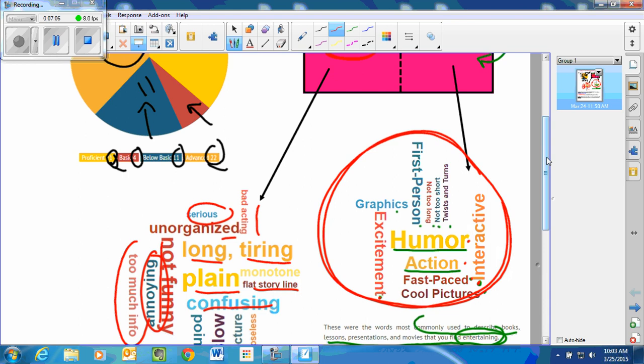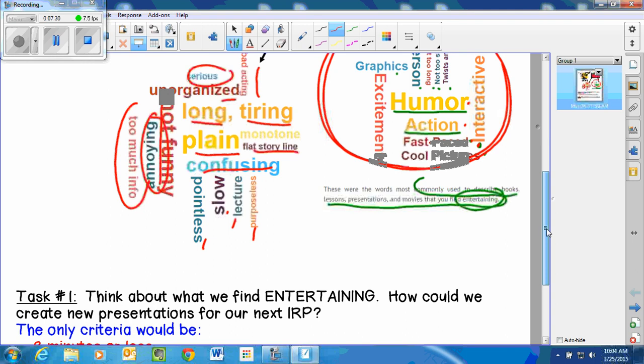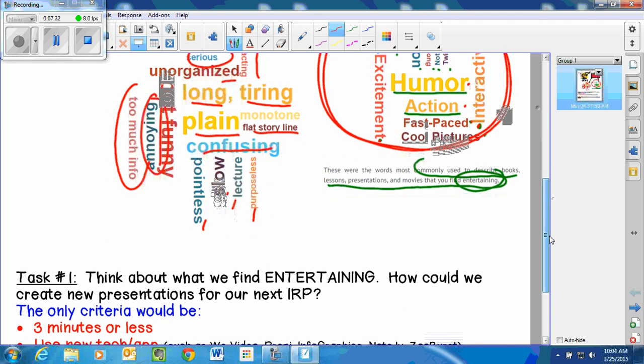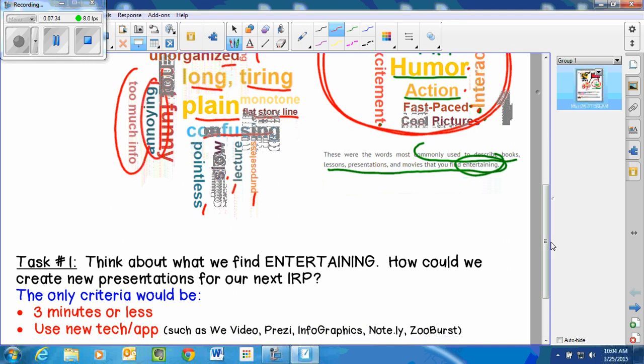Let's just call a spade, which is another way of saying be really honest. Tell it like it is. No, they weren't. And that's okay, because this is our point where we're going to grow. Now, I want you to think about how you could reimagine your presentation or the next presentation. This is your task.